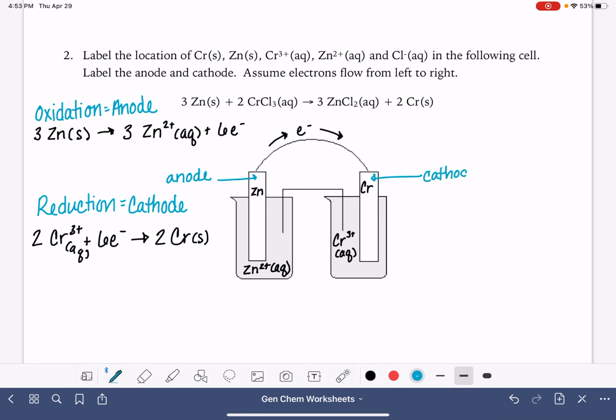And then last but not least, we're being asked to label the position of the chloride ions. Where are the chloride ions? They're with the chromium. They're also with the zinc. They're everywhere. So we have chlorides here, and we also have chlorides here, and these are aqueous.